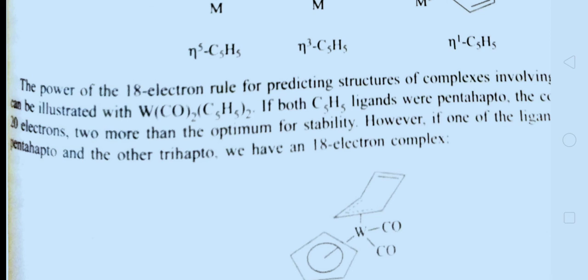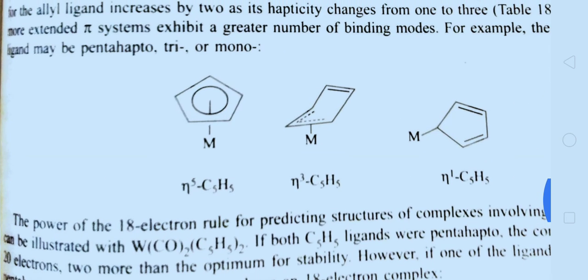For tungsten 6, and from the cyclopentadienyl ring it is 5, and 5 plus 3 is 8, 8 plus 4 from the 2 CO ligands, 2 from each CO ligand, then 12, plus 6 from tungsten, that is a total of 18 electrons. So it can act as an 18 electron complex.